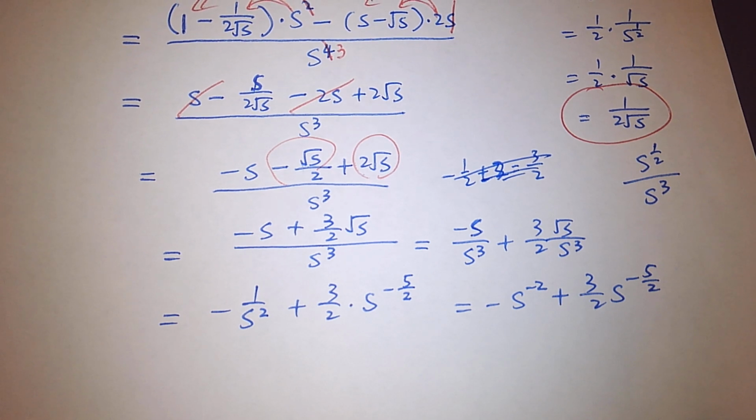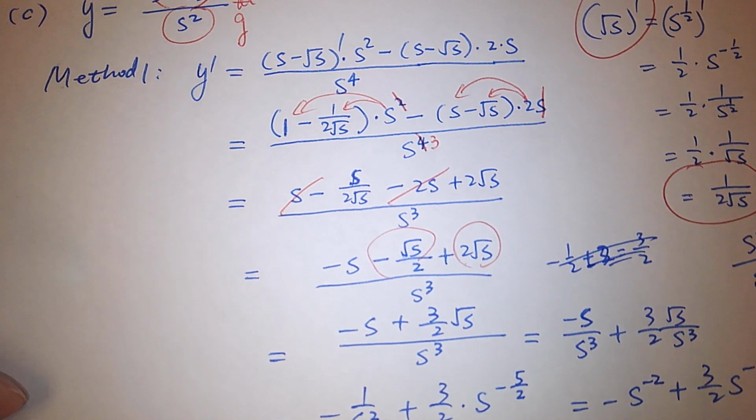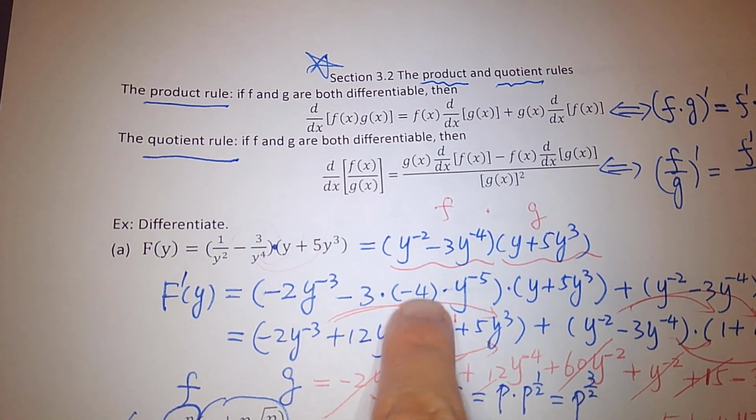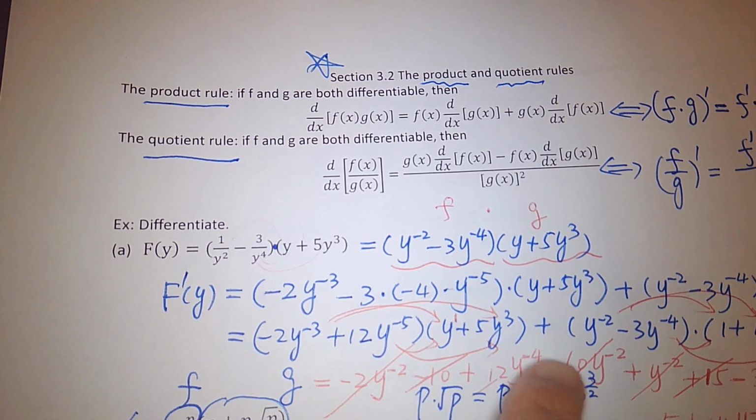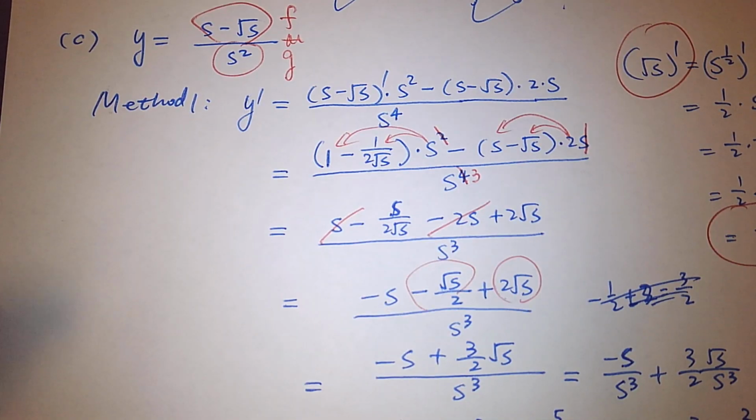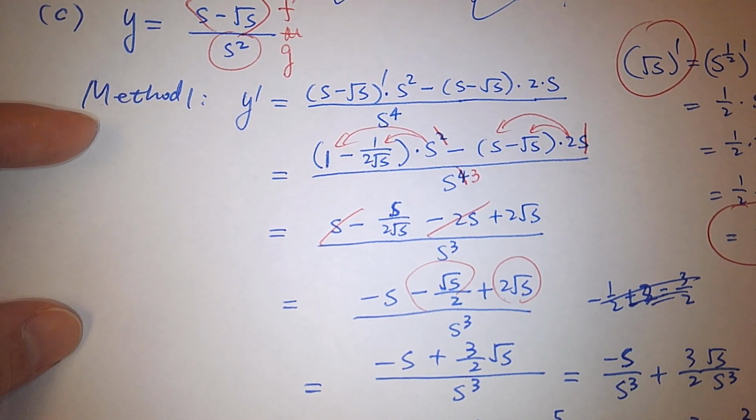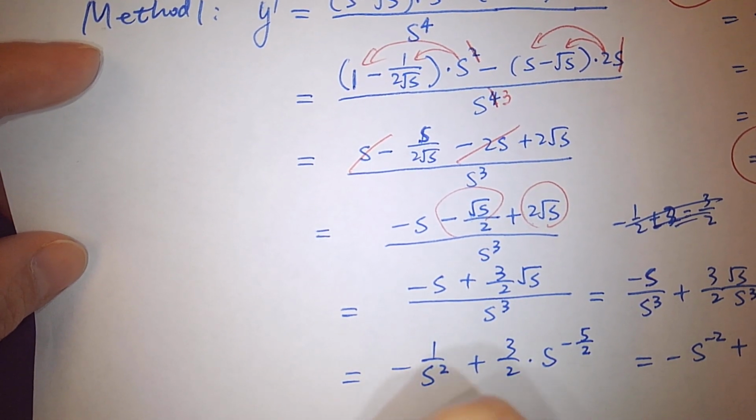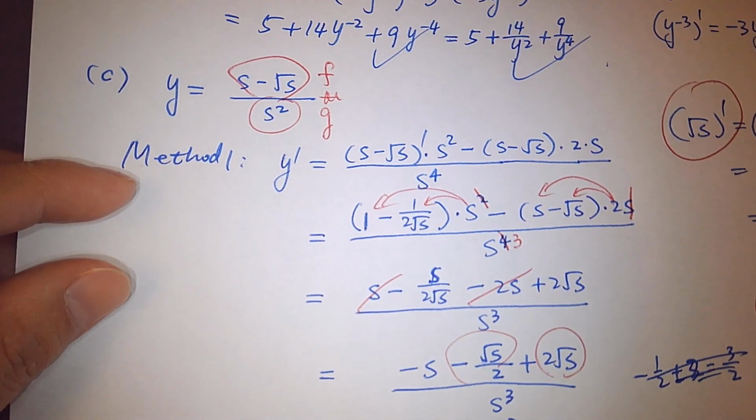Do you like this method to differentiate? This is too complicated. No! Just like the one we did from question A, we differentiate by using the product rule directly and simplify. No, forget about that, okay? So that's why I'd like you to try both methods, and then in your exam, choose an easier way to do it, okay?